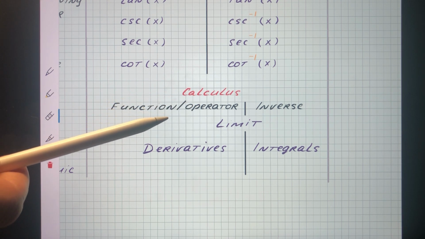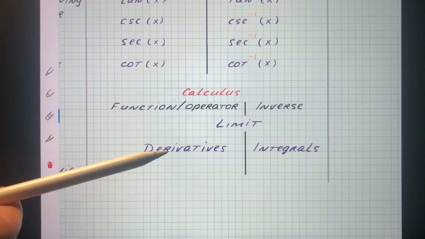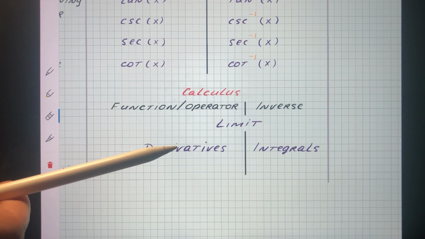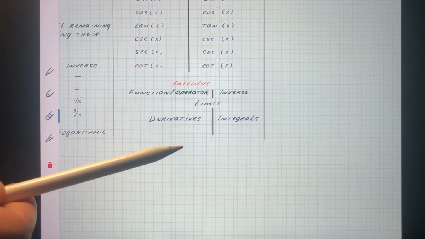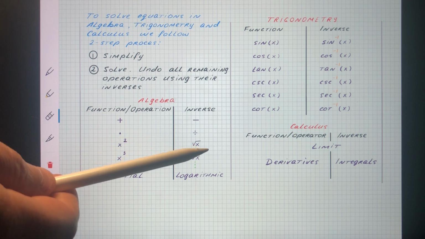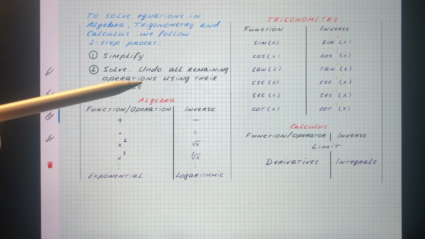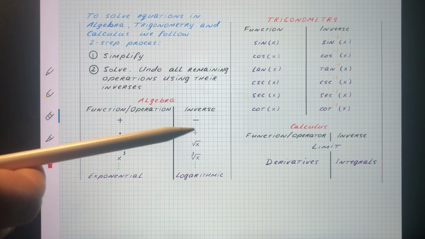The same principle of simplifying first and then applying the inverses to cancel what is left is the same principle in algebra, trigonometry, and calculus. The only difference is we're adding more functions and more inverses to cancel them off. That's the only thing that happens from algebra to trigonometry to calculus.